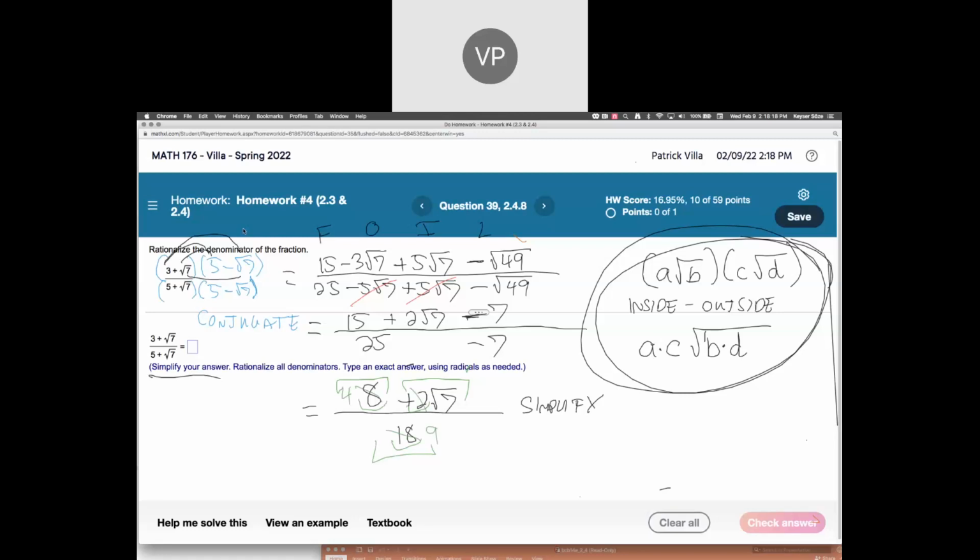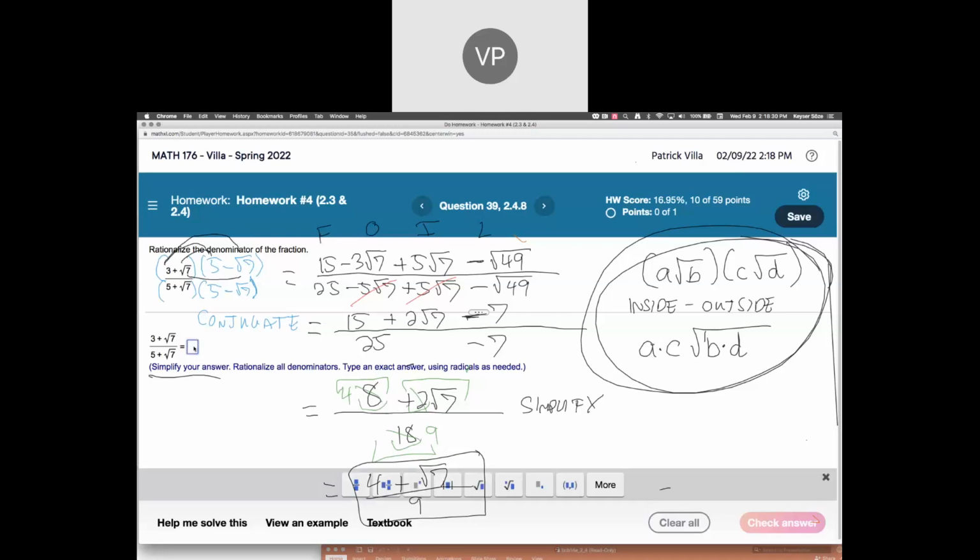So my final answer is going to be 4 plus, the 2 is gone, so it's just a 1 root 7 or just root 7, and the bottom is a 9. Now I did that kind of quick, so I hope my math is all correct on there. So we're going to get a fraction. We have a 4 plus root 7 all over 9, I think.